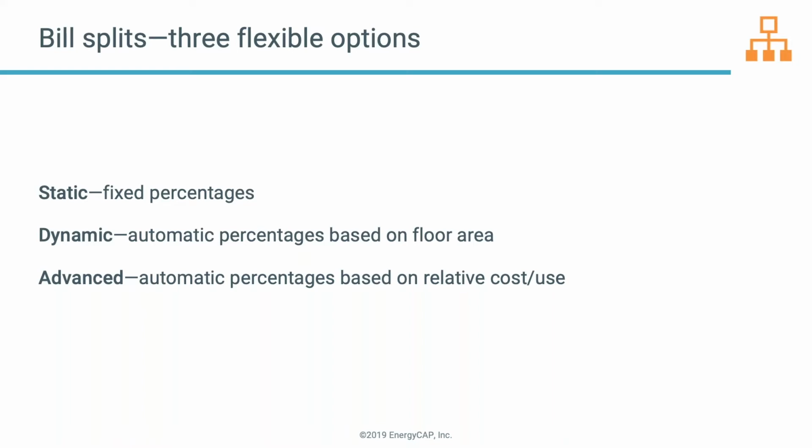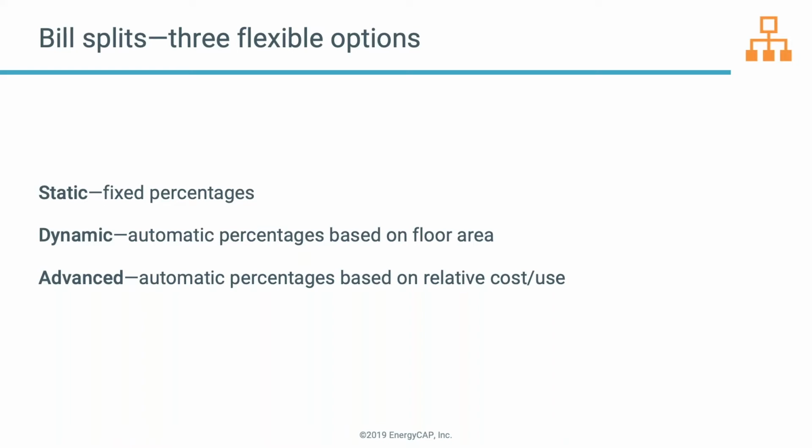But we've added a new feature to allow dynamic splitting based on floor area. So if you have a bill that may represent multiple buildings, perhaps you have a campus environment with several buildings that receive one common bill. Instead of having to manually enter those percentages, you can now ask EnergyCAP to do it for you. Simply select meters that are on those downstream buildings, and EnergyCAP will automatically adjust the percentages as necessary to make sure that 100% of your original vendor bill is distributed to all the downstream locations.